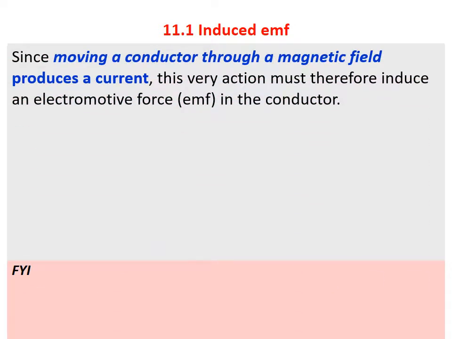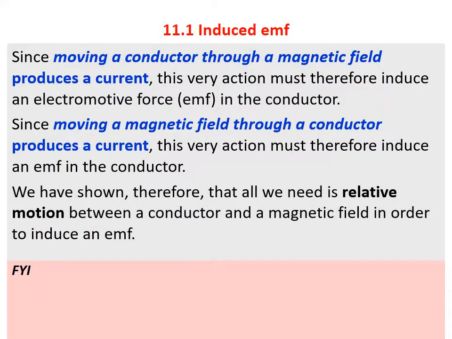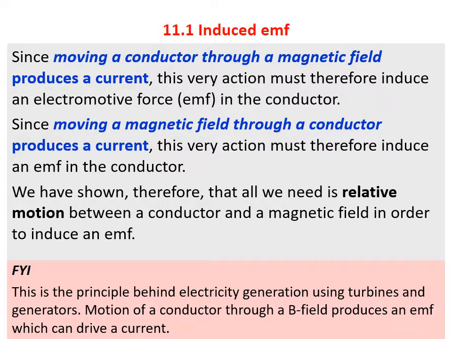Since moving a conductor through a magnetic field produces a current, this very action must therefore induce an EMF, a voltage, in the conductor. Likewise, moving a magnetic field through a conductor produces a current. This action must therefore induce an EMF in the conductor. So all we need then is relative motion between some current carrying wire or some potential conductor and a magnetic field in order to induce a voltage. So this is the principle behind electricity generation using turbines and magnets. Coils of wire are moved inside of a very strong magnetic field, and this produces an EMF which can drive current.